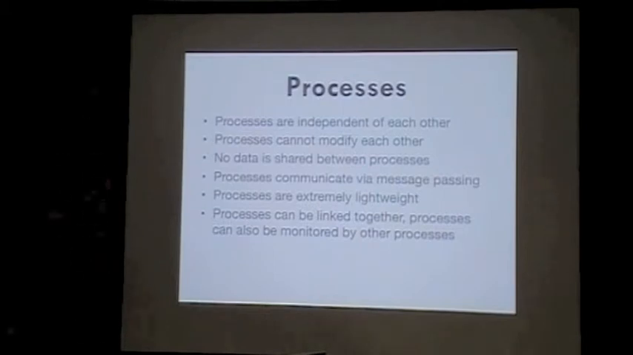So I'll get to some of that in just a minute. Processes are independent of each other. They cannot modify the state or the data that any of the other processes have. There is no shared data in processes. So if you give a process a piece of data, it actually makes a copy of it, and then works on its copy. All communication is done via message passing. When you pass data to another process, it's actually making a copy of it.